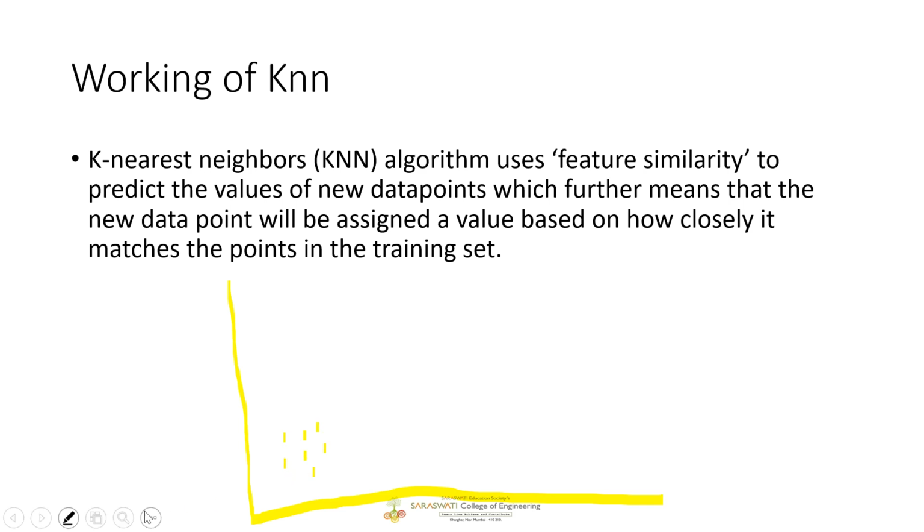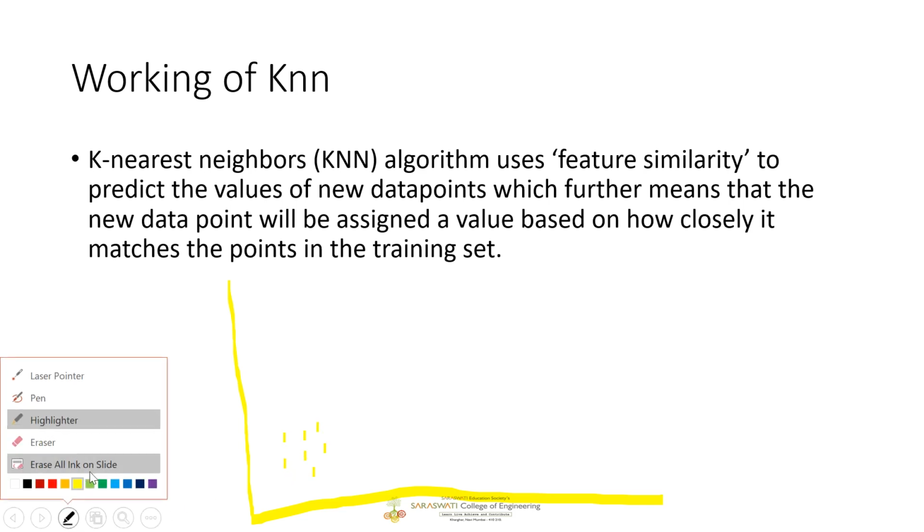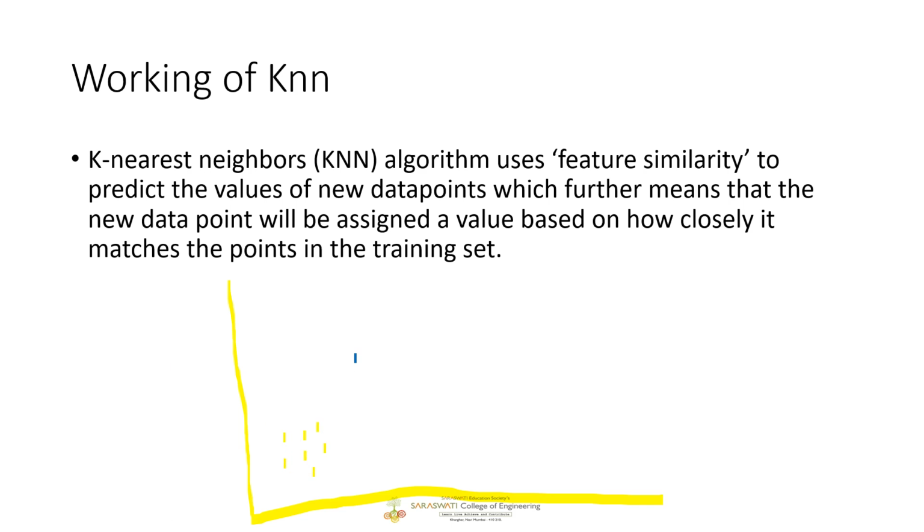Let's say this is class A and this is class B. Now, this is the input data set which is already classified into two classes, class A and class B. If a new data set comes, let's say in red color, then we have to decide whether this new data point will be part of class A, which is yellow, or part of class B, which is blue.